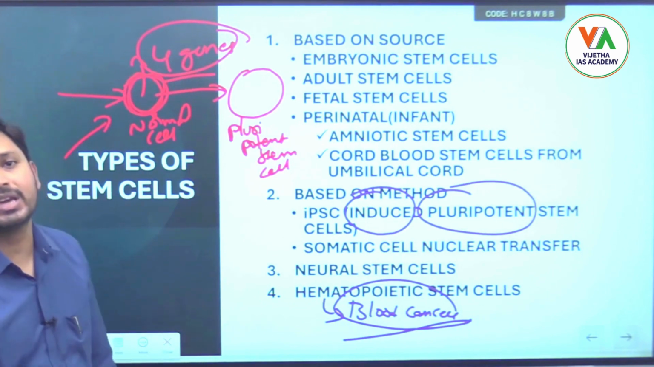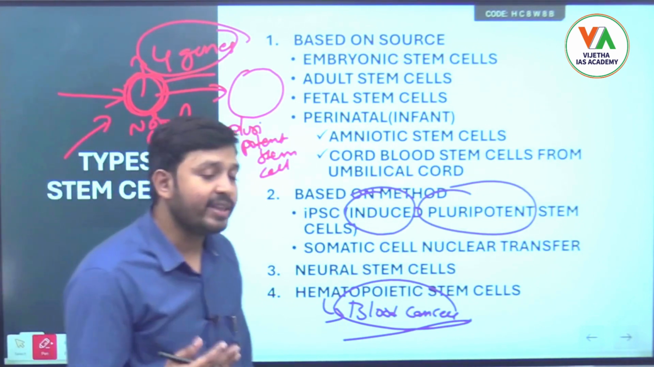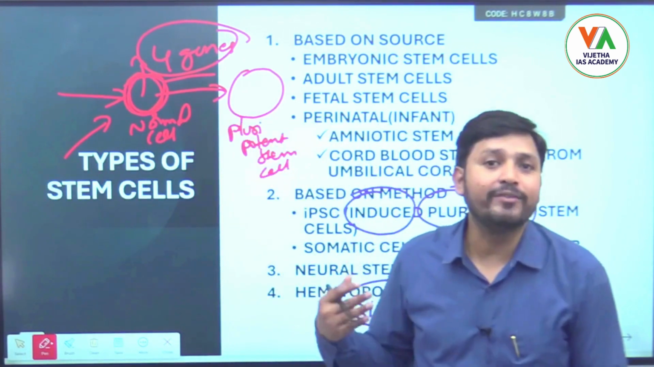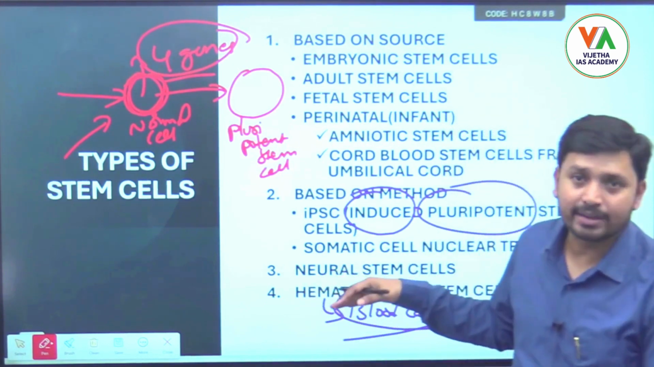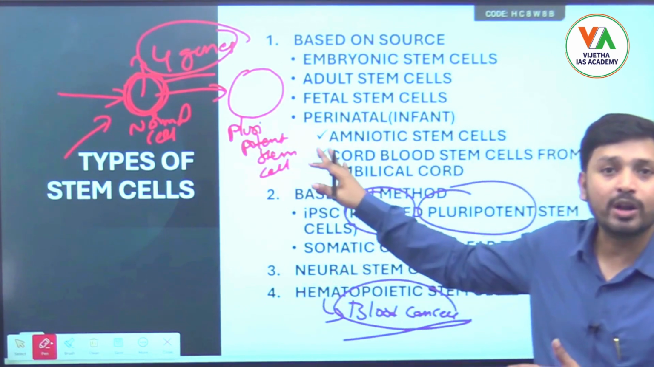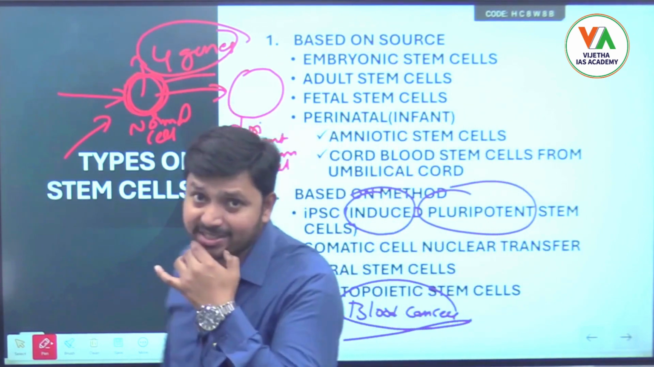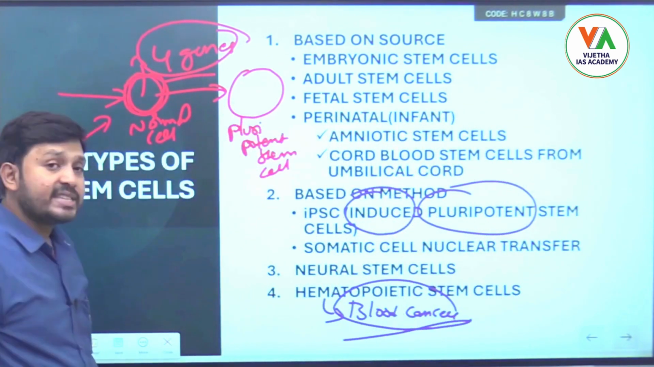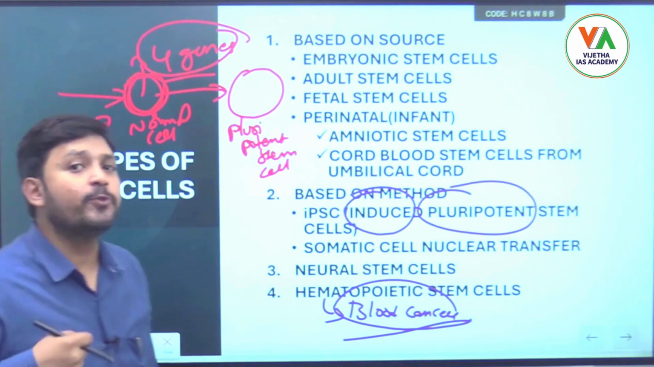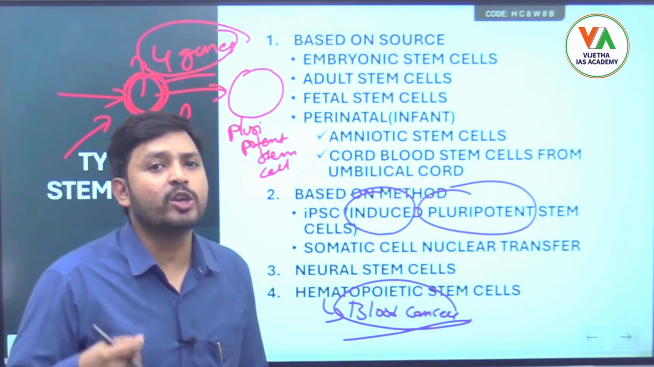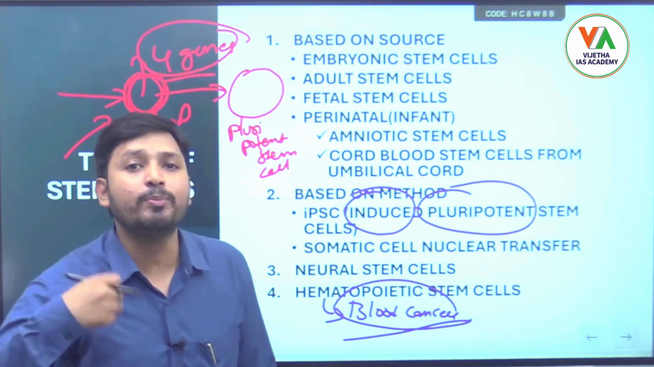For this discovery, that scientist even got the Nobel Prize in medicine. Remember, he got the Nobel Prize for the discovery of these 4 genes, called Yamanaka genes, such that when we modify these 4 genes, any normal cell in the human body can be transformed into a pluripotent stem cell.